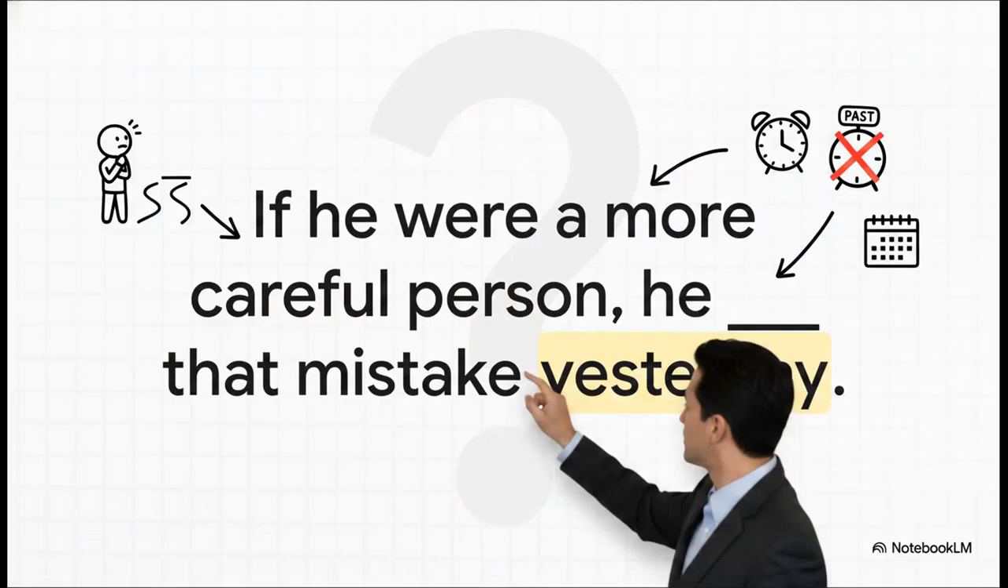Well done. All right, for our last question, you need to pay very close attention to the time markers. The if clause, if he were a more careful person, is about his character right now, in the present. But the result is about a specific mistake that happened yesterday, in the past. What kind of structure do you need here?